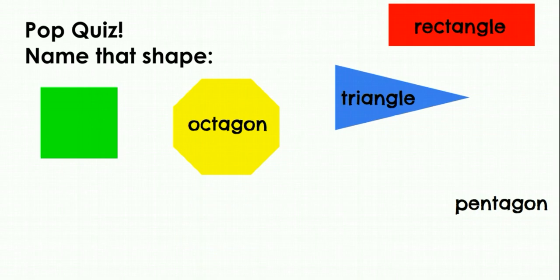If you shouted out square, you're right. If you said quadrilateral, you're also right. It's in the quadrilateral family.